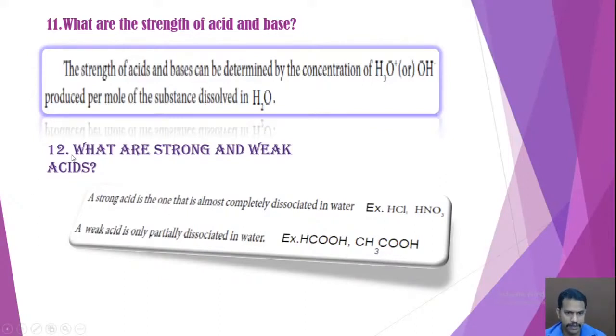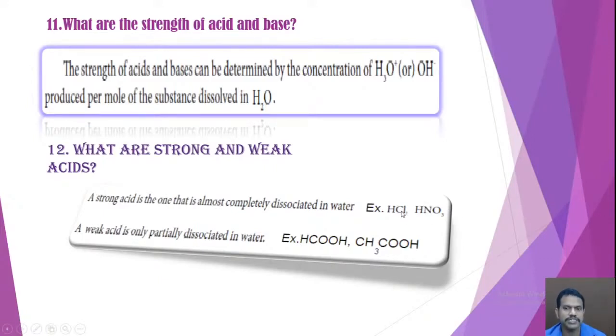So question number 12. What are strong acid and weak acid? How to find it? Strong acid and weak acid. The strong acid is the one that is almost completely dissociated in water. Suppose hydrochloric acid or nitric acid dissolves in water, the charges separate, and it is thoroughly dissociated.